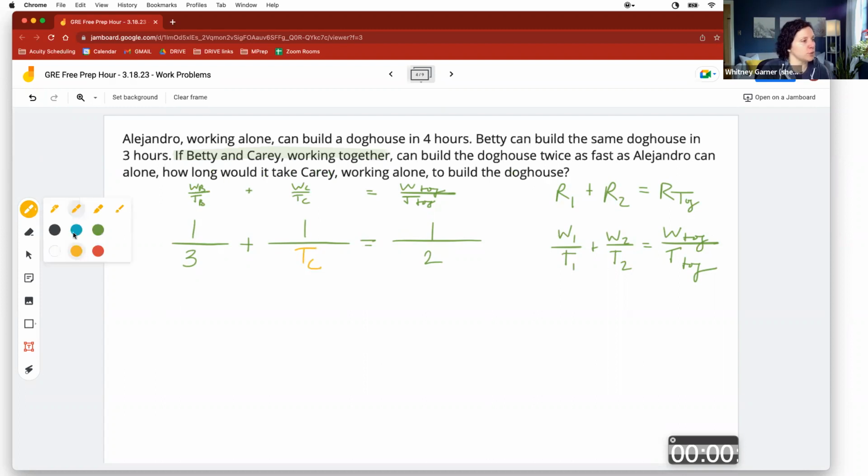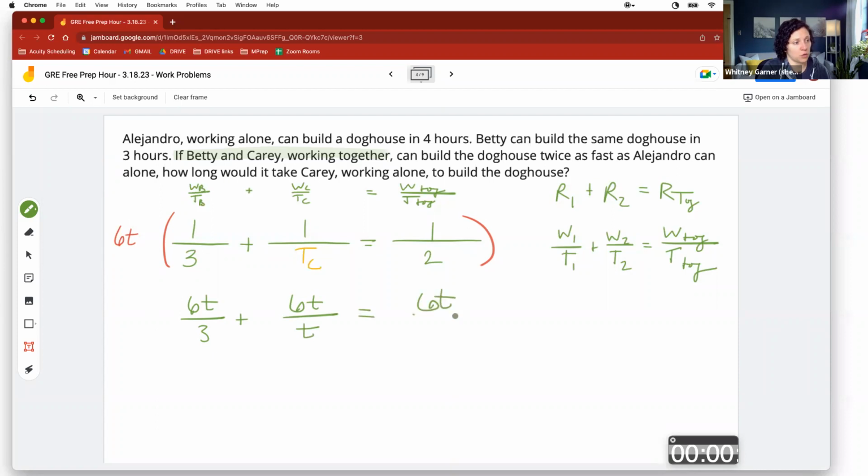What I'm going to do is multiply everything through. So a fun trick for this is I'm going to multiply everything through by a common denominator. So the common denominator would be 6. But if I wanted to get this t out of the denominator, I actually would multiply it by 6t. So if I multiply 6t times 1/3, and I'll just do the extra step so you can see it, this would be 6t over 3 plus 6t over t equals 6t over 2.